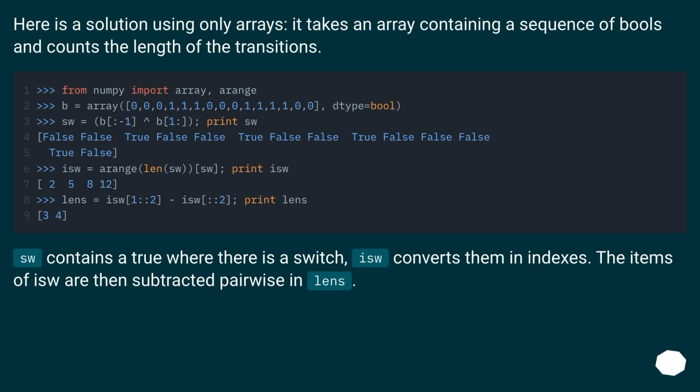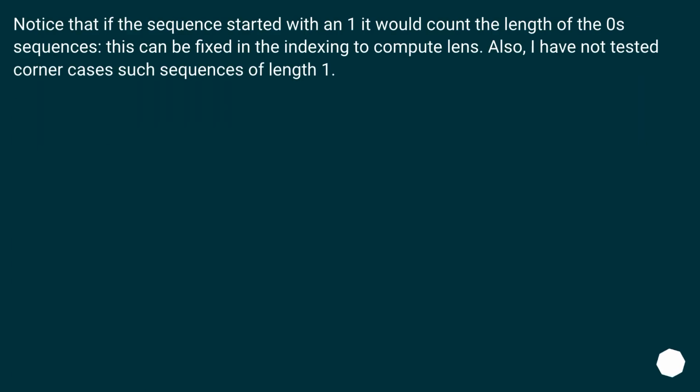Here is a solution using only arrays. It takes an array containing a sequence of bools and counts the length of the transitions. sw contains a true where there is a switch, is converts them into indexes. The items of is are then subtracted pairwise in lens. Notice that if the sequence started with a 1 it would count the length of the 0 sequences. This can be fixed in the indexing to compute lens. Also, I have not tested corner cases such as sequences of length 1.